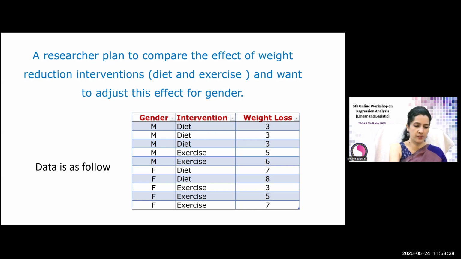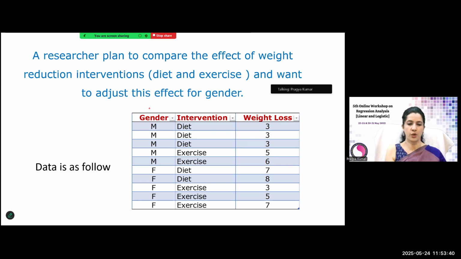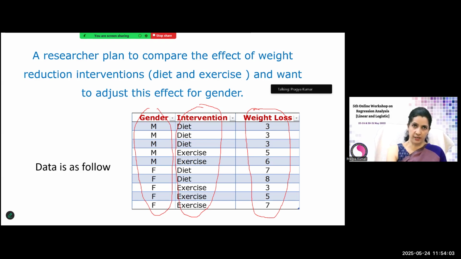So in the first column, there are 5 males and 5 females. In the second one, they have undergone two interventions, diet and exercise. And this is the outcome variable, which is the weight loss. So the researcher planned to compare the effect of weight reduction in two interventions, diet and exercise, and we want to adjust for the effect of gender. So this is the data.